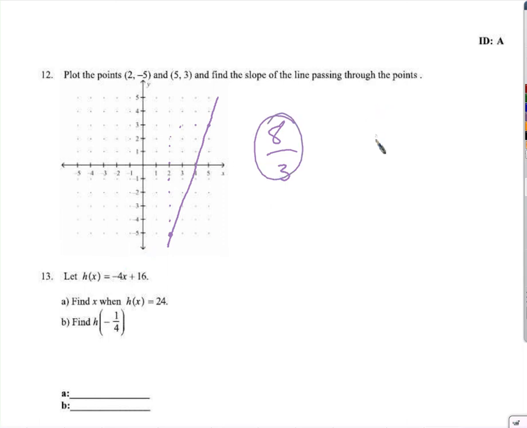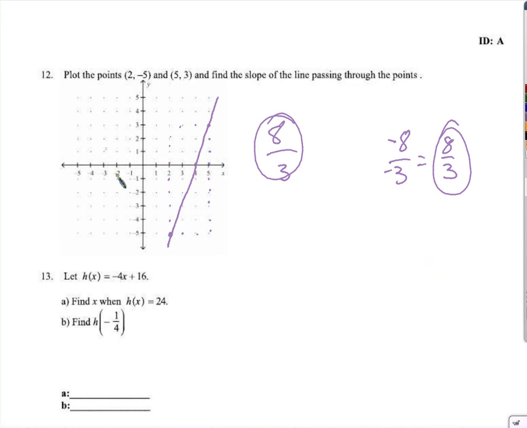Just slipped my mind. Let's say I start at this point and I go down to this point. Will I come out with 8/3? I bet it will. Down 2, 3, 4, 5, 6, 7, 8. Down 8, right? A negative move. Now I'm going to have to go left 3. That's a negative as well. What's negative divided by negative? It is positive. 8/3. Right, either way we go.